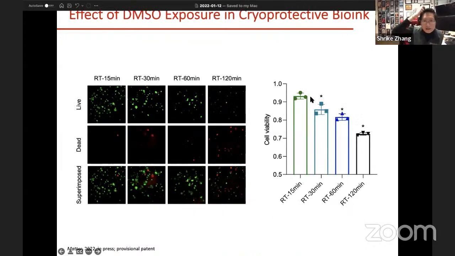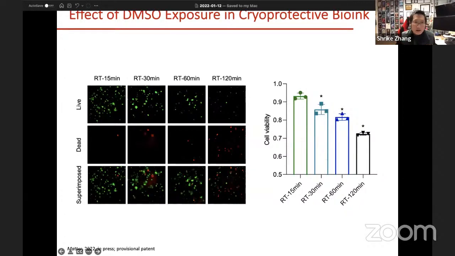All right, so then another thing is that, as we know, for the conventional cryopreservation, you don't want to expose the cells to DMSO for too long, right? Because again, DMSO at room temperature is going to be potentially toxic to the cells over the longer term. So we also look at how long you can actually have the cells in contact with this cryobioprinting protected bioink in the presence of DMSO.